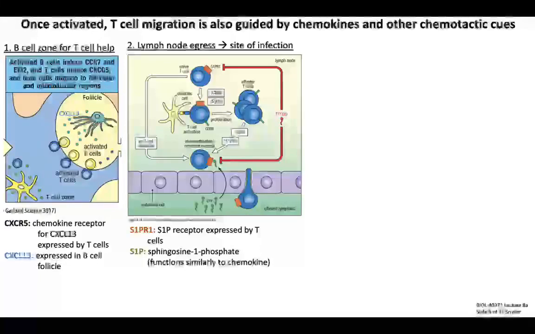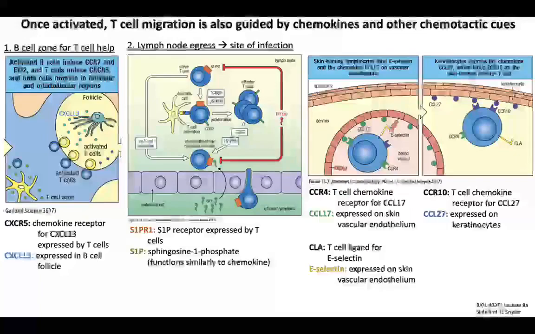Chemokine receptor expression is also important for effector T cells to be able to egress or leave the lymph node and migrate to the site of infection. We learned about one of these chemotactic cues back in week 4, which is S1PR1 expression on activated T cells that allow them to follow a gradient towards S1P that's found in the efferent lymph, and this allows the T cells to exit the lymph node.